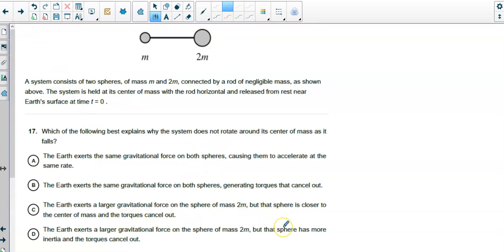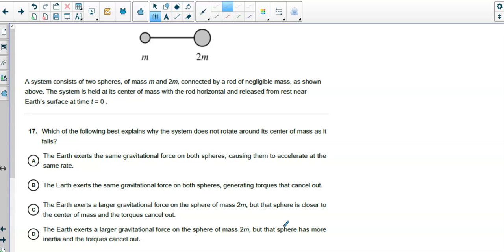The system consists of 2 spheres of mass m and 2m connected by a rod of negligible mass as shown above. The system is held at its center of mass with the rod horizontal and released from rest near the surface of the Earth at a time t equals 0. Which of the following best explains why the system does not rotate about its center of mass as it falls?